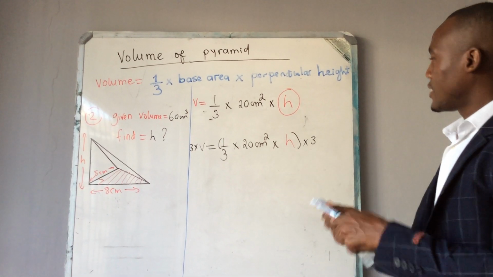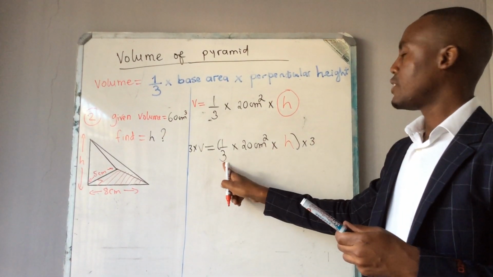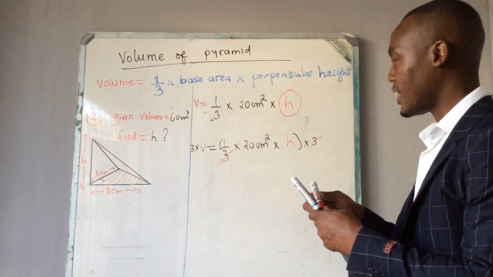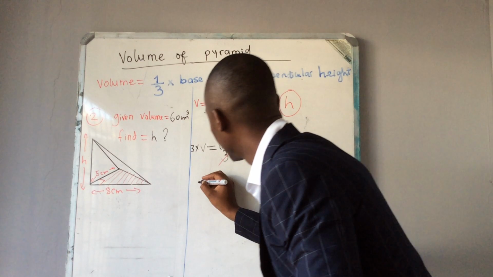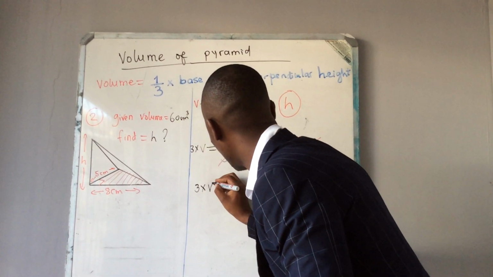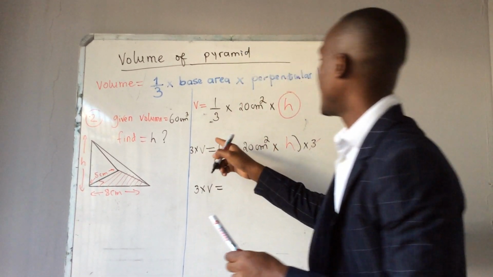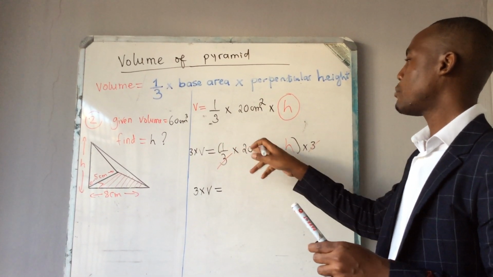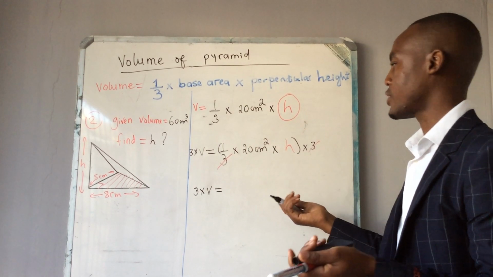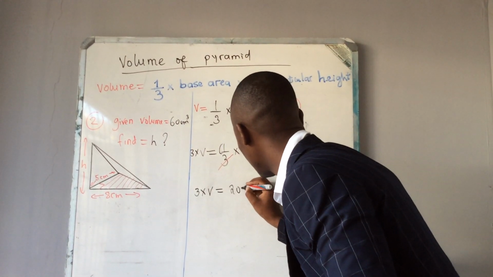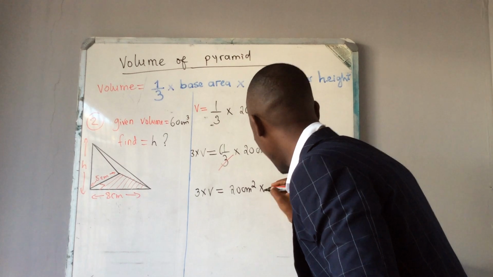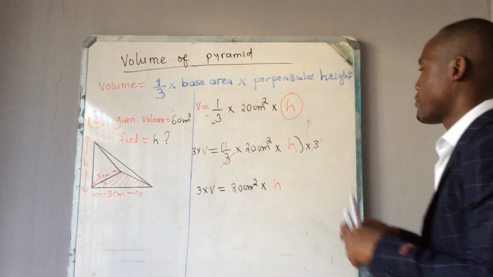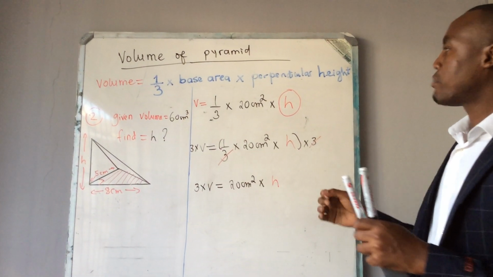Now when we do that, we have 3 divided by 3 is 1, so that can cancel out. 3 and 3 can cancel out. So we have here 3 times volume equals, now we're going to be left only with this expression on top, which is 1 times 20 centimeters squared, which is just 20 centimeters squared. So we're going to have 20 centimeters squared times the height. Now this is a much simpler problem.